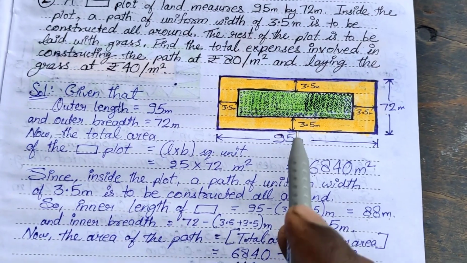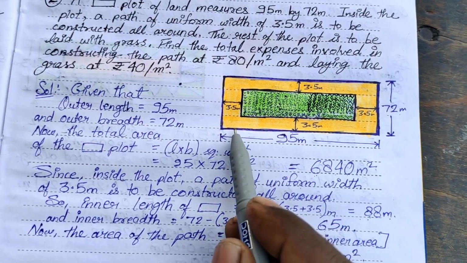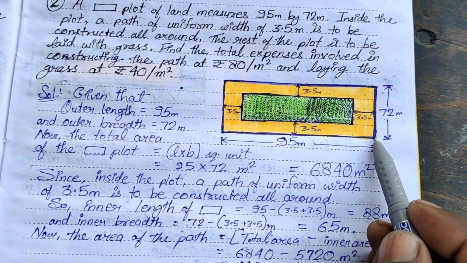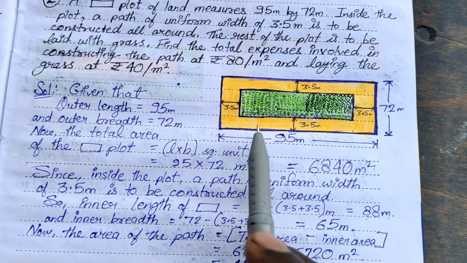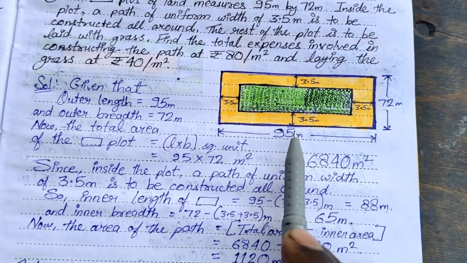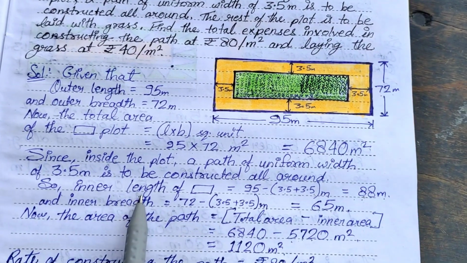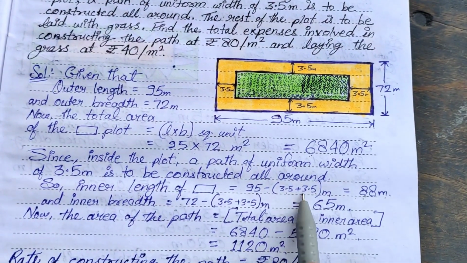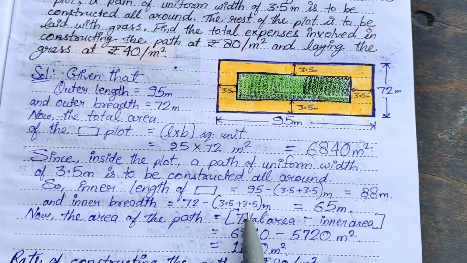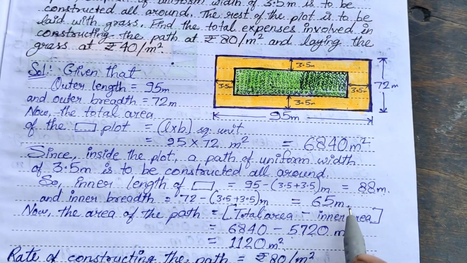so you have to find the inner length. To find the inner length, you have to subtract 3.5 meter from this side and 3.5 meter from this side. So you have to subtract 3.5 plus 3.5 from 95 to get the inner length. Same goes for breadth also. So inner length is equal to 95 minus 3.5 plus 3.5, you have 88 meter, and inner breadth you have 72 minus 3.5 plus 3.5, that is 65 meter.